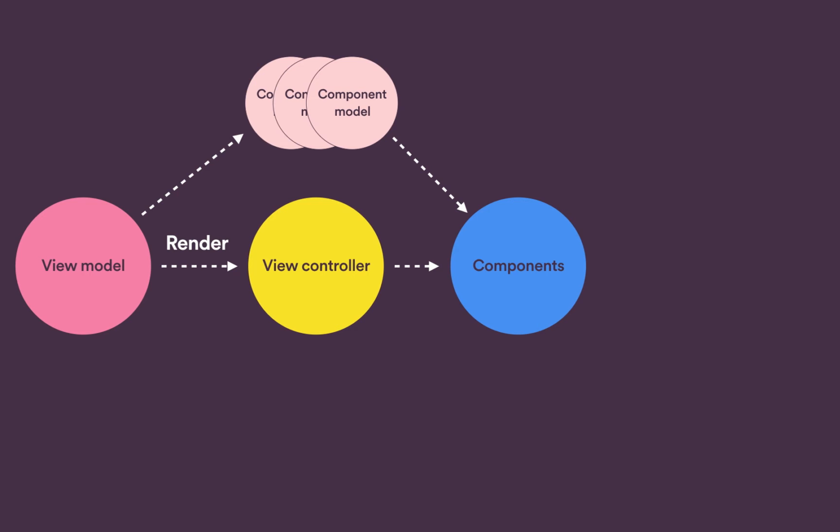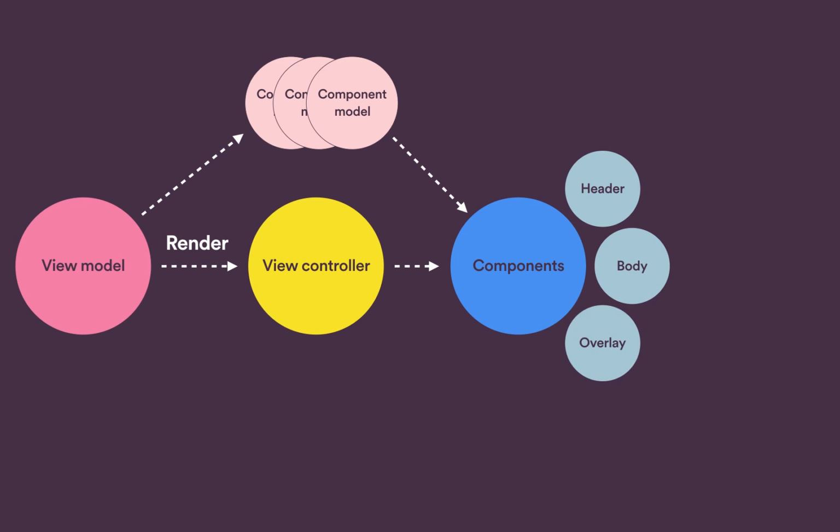Components come in three different variants: header, body, and overlay. A header component is just a single component that is rendered at the top of the screen, and it doesn't scroll along with the rest of the content of the view. Body components are the main components that make up the content that you want to render, and overlays are small components that are rendered at the center of the screen on top of everything else.